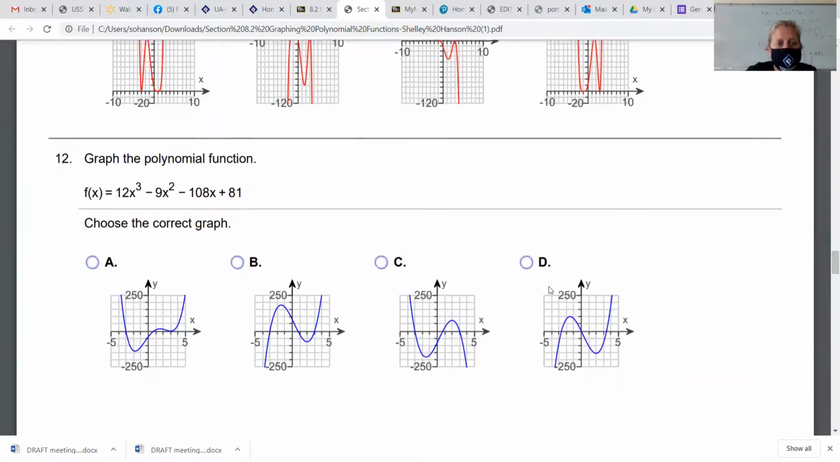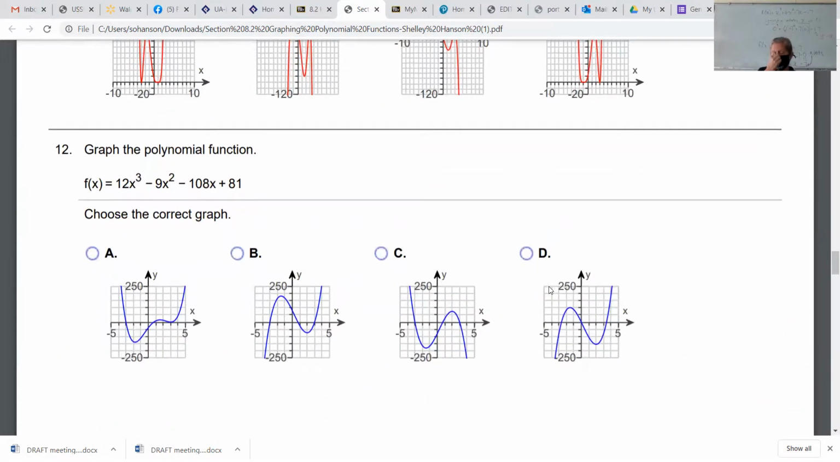All right, last one, number 12. So this one is written out with the group of terms. So I'm not going to try to find the x-intercepts on this one if I don't have to. I can still use end behavior and y-intercept on this one, right? Because it's written out, and if I replaced all those x's with zeros, I just have that 81 at the end. So finding the y-intercept is the easiest thing to do here after end behavior.